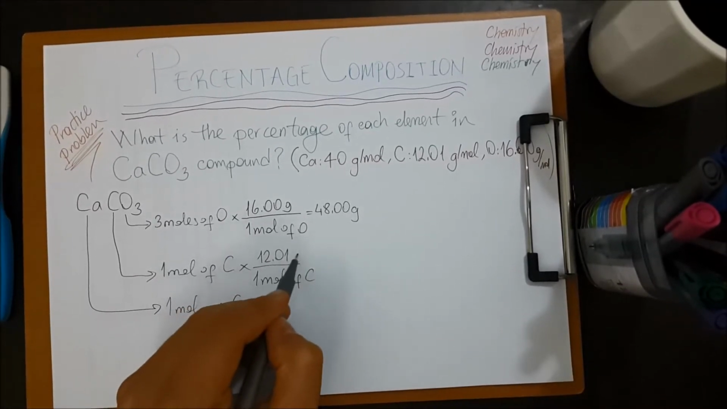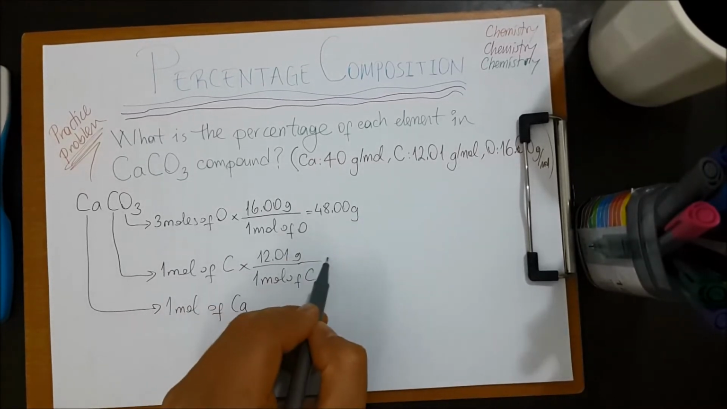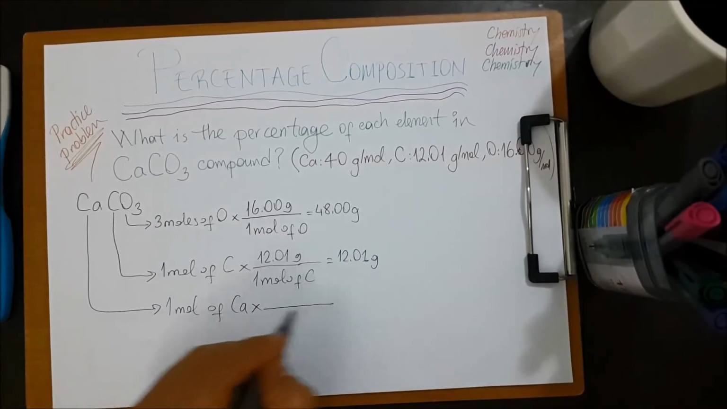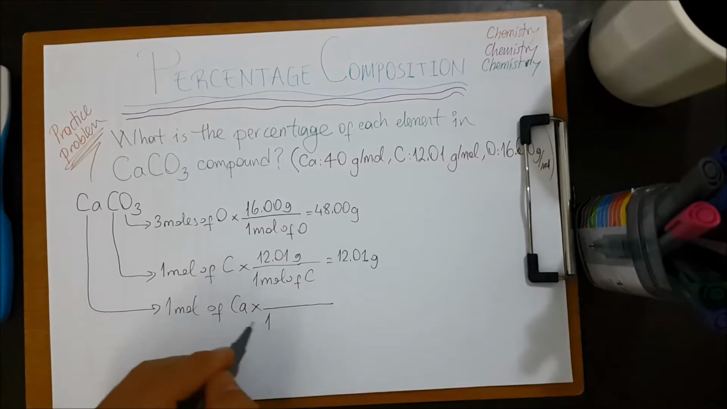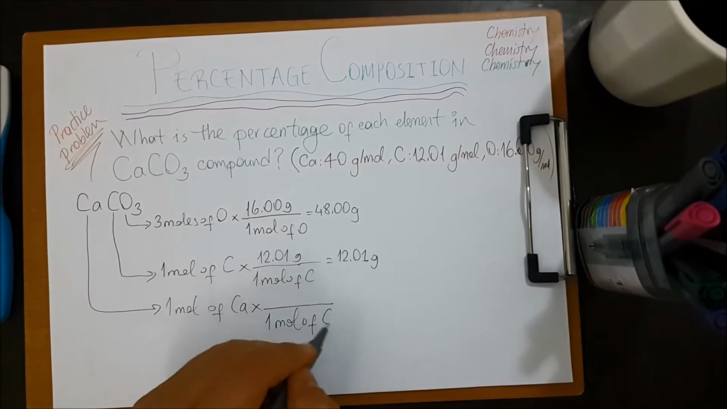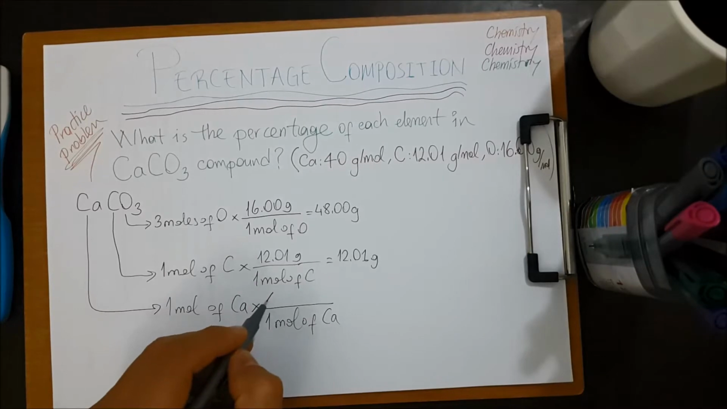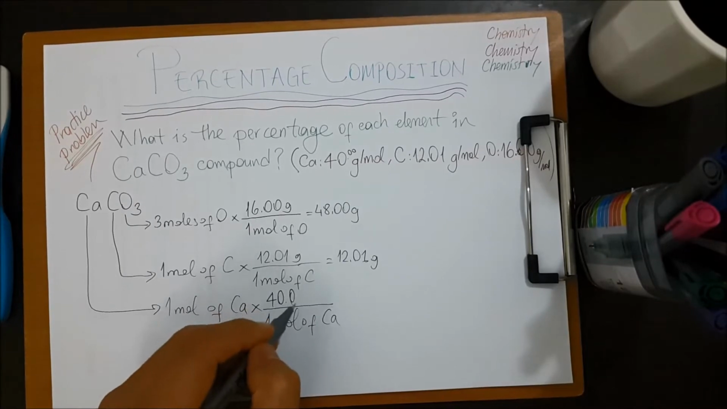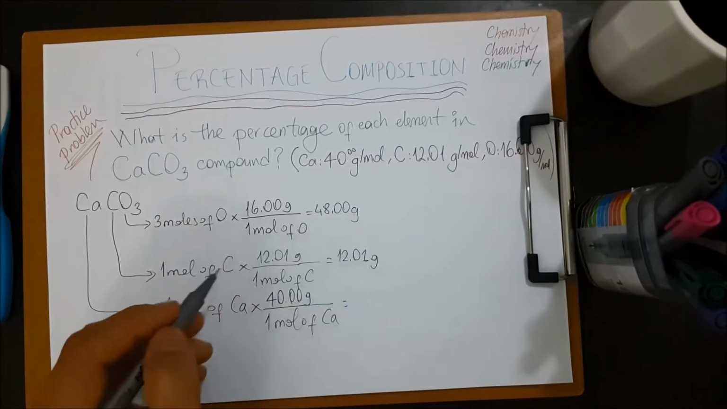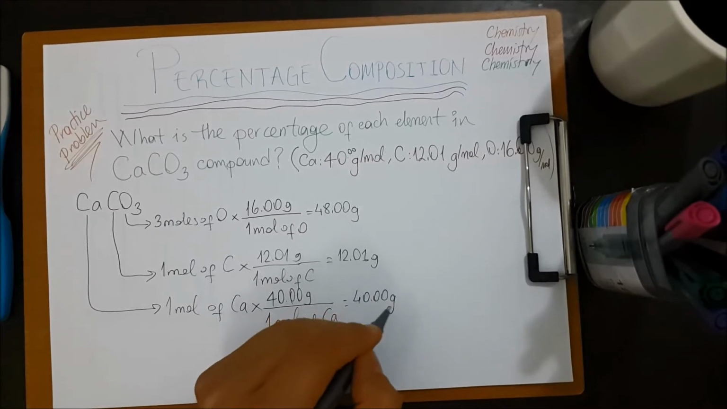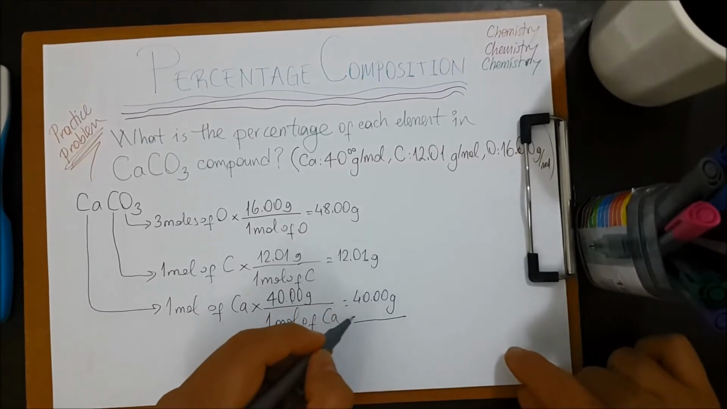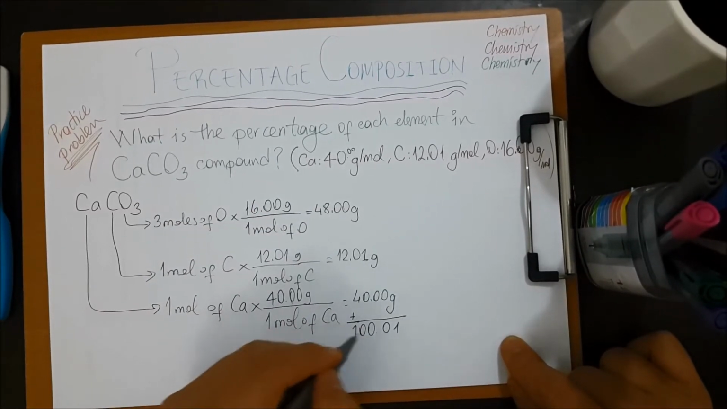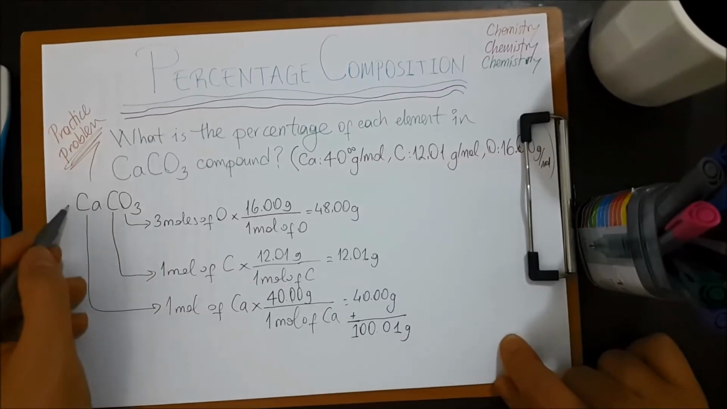makes 12.01 grams. As you see, it's given here. It makes 12.01 grams. And convert mole of calcium into mass. 1 mole of calcium makes 40.00 grams, and it makes 40.00 grams. And you can sum them to get the results. It makes 101 grams.